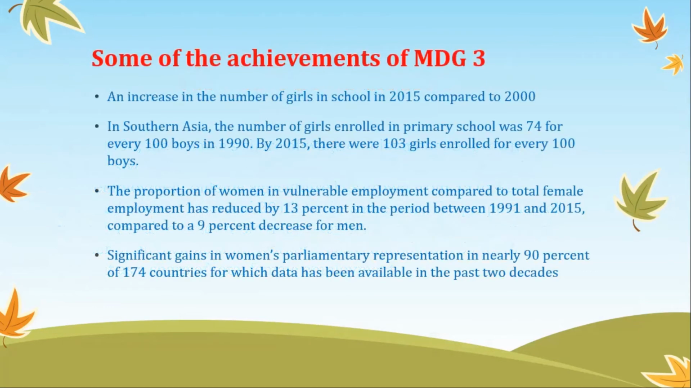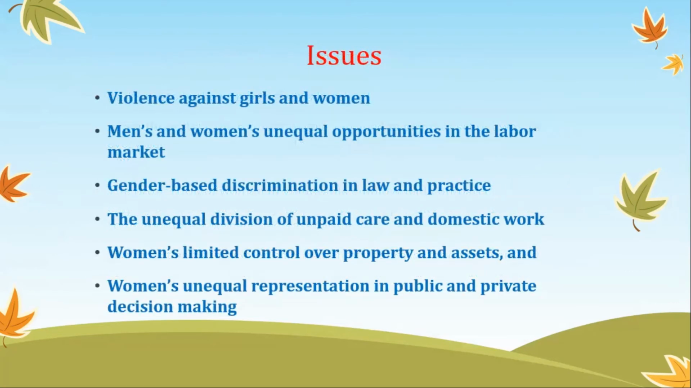So, some of the achievements of MDG 3, an increase in the number of girls in school in 2015 compared to 2000. In Southern Asia, the number of girls enrolled in primary school was 74 for every 100 boys in 1990. By 2015, there were 100 girls enrolled for every 100 boys. The proportion of women in vulnerable employment compared to total female employment has reduced by 13% between 1991 and 2015 compared to a 9% decrease for men. Significant gains in women's parliamentary representation in nearly 90% of 174 countries for which data has been available in the past two decades.